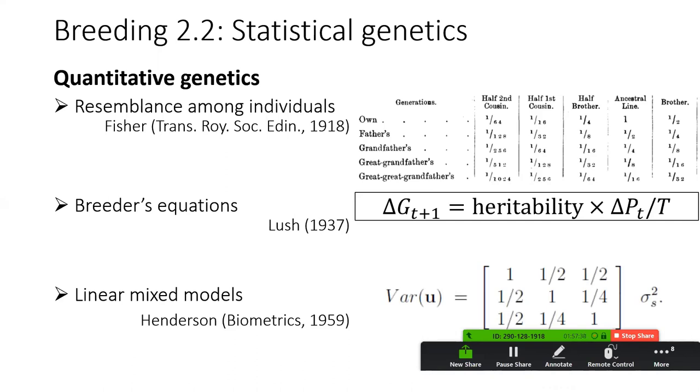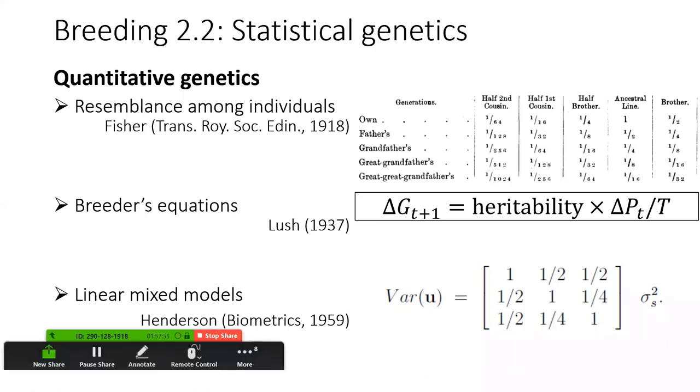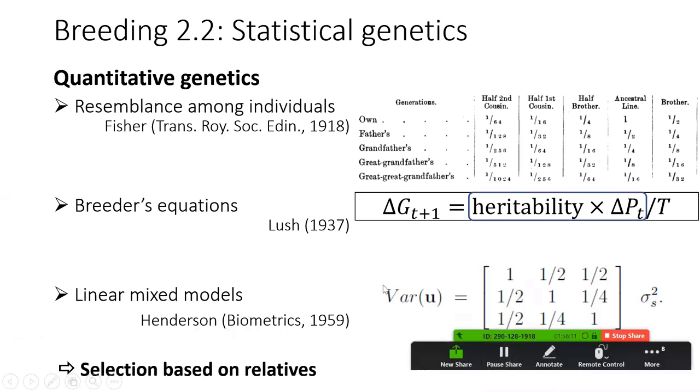So linear mixed models have a particular status in plant breeding because they were very useful in animals first, but they happen to be useful in plants as well, but much later. But even then, they were useful to put in a rigorous statistical framework the information about resemblance among individuals, which allowed for selection based on relatives, especially in animals, but then later in plants as well.